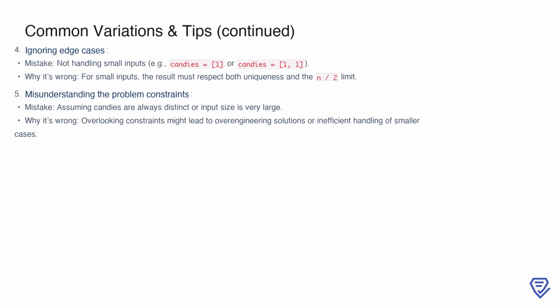Another mistake is misunderstanding the problem constraints. Some might assume that candies are always distinct or that the input size is always large. Overlooking these details could lead to over-engineering the solution or inefficient handling of smaller cases. It's crucial to account for all possible scenarios and constraints when crafting your approach.